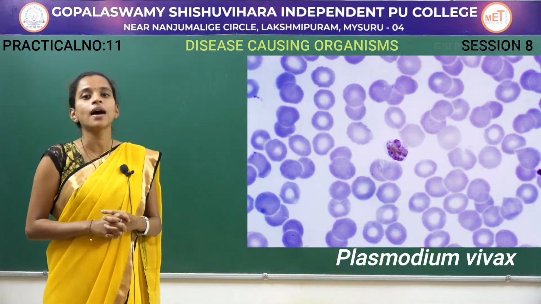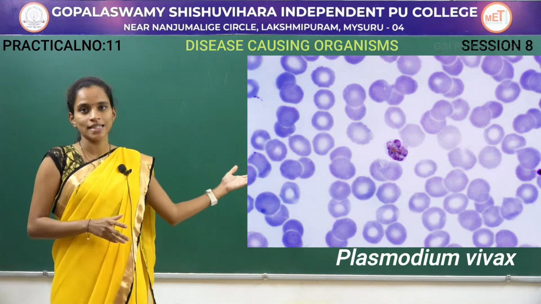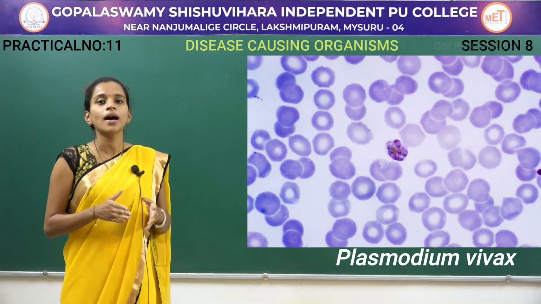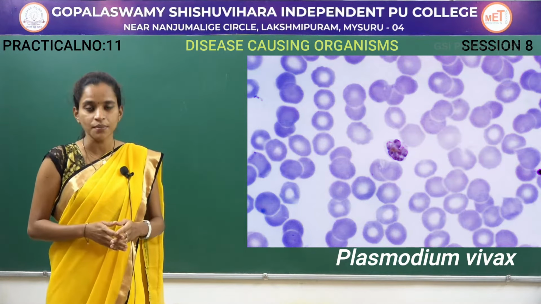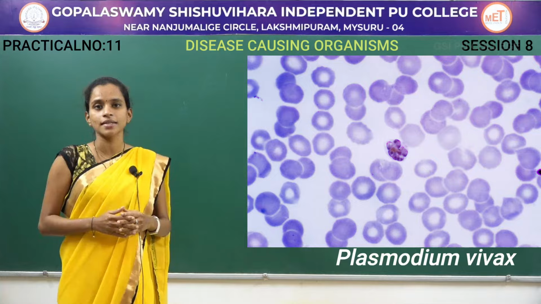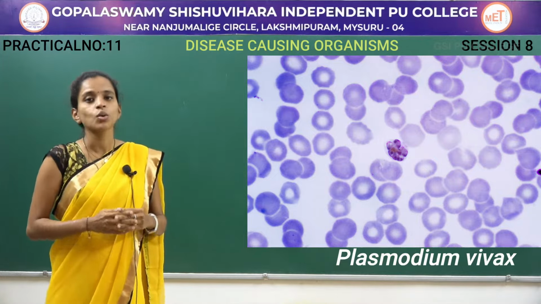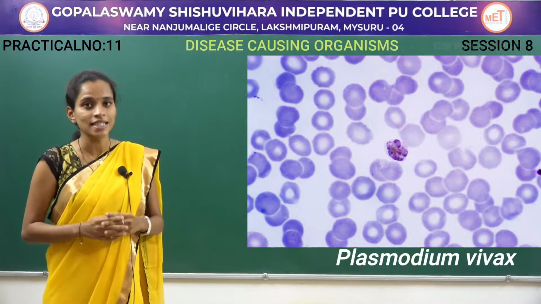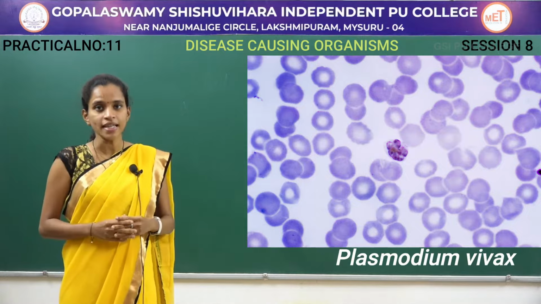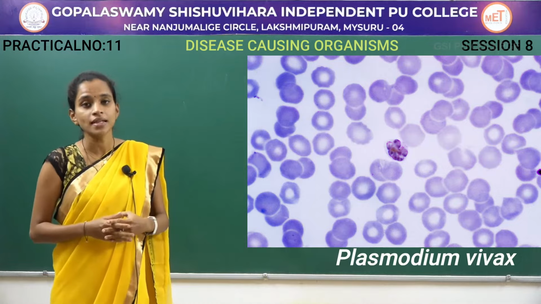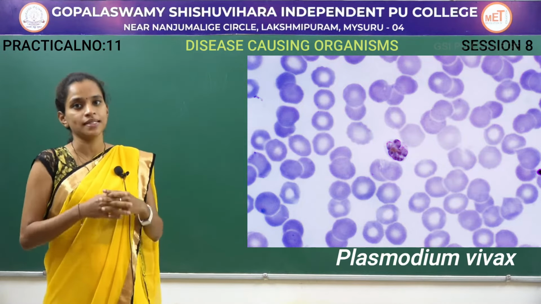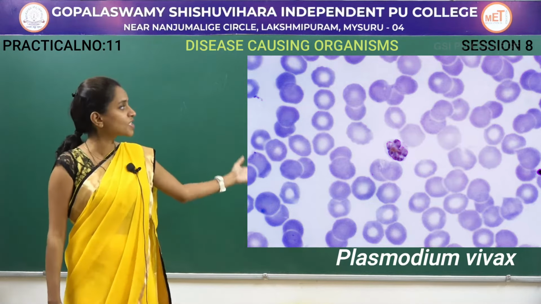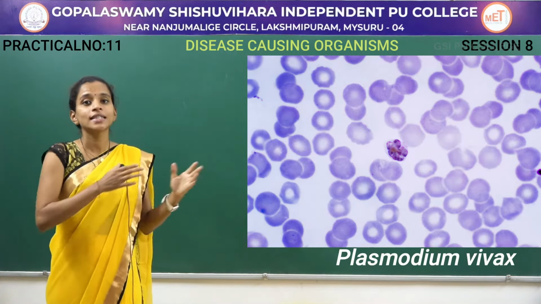Next is the Plasmodium vivax. What you can see here is the signet ring stage of the Plasmodium vivax. So, Plasmodium vivax is the scientific name, and the disease caused by this organism is malaria. The symptoms of this particular disease will be fever with frequent chills, profuse sweating, headache, muscular pain, loss of appetite and sleeplessness.